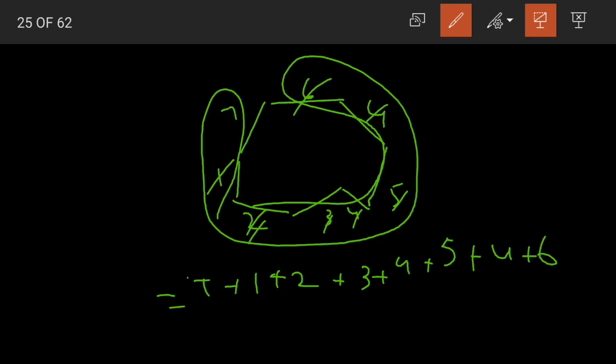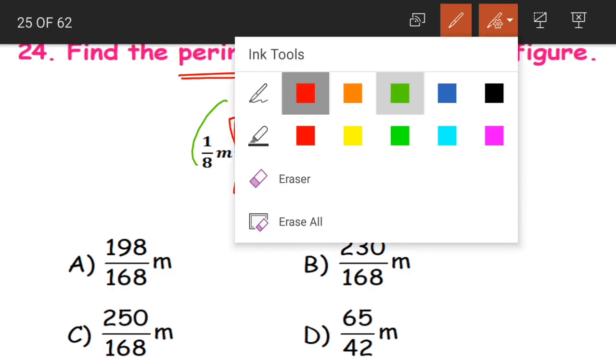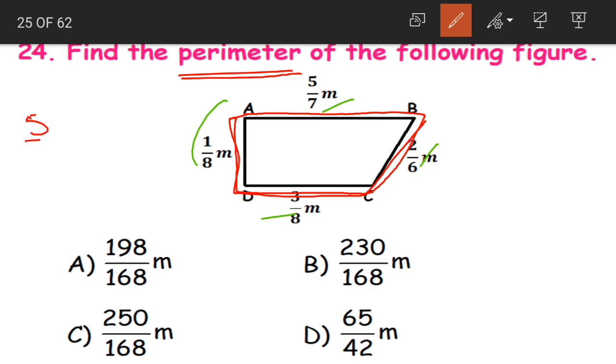What should you do to find out the perimeter of a given figure? You should add the length of all the sides given to find out our perimeter. In the same way, here we have 1, 2, 3, 4 sides. To find out the perimeter of these 4 sides, we have to add these 4 sides together. That is 5 by 7 plus 1 by 8 plus 3 by 8 plus 2 by 6.